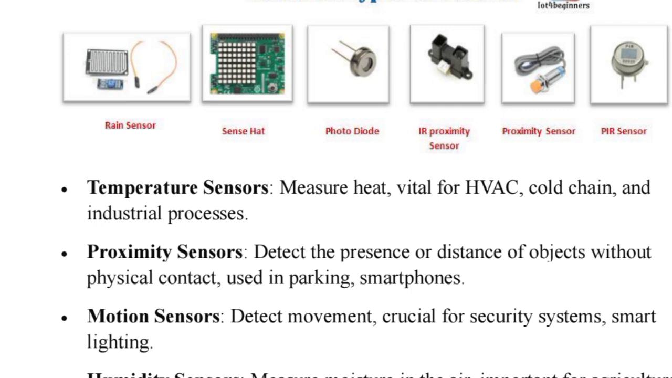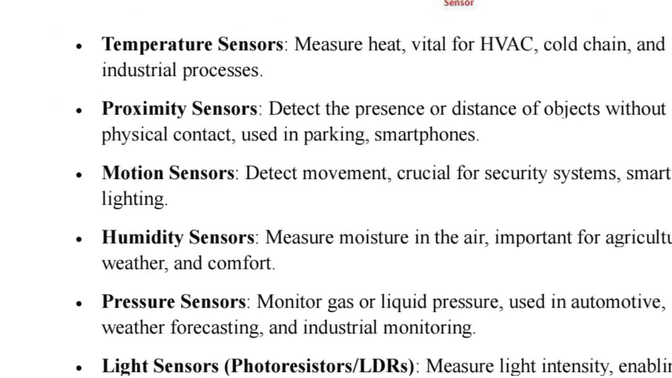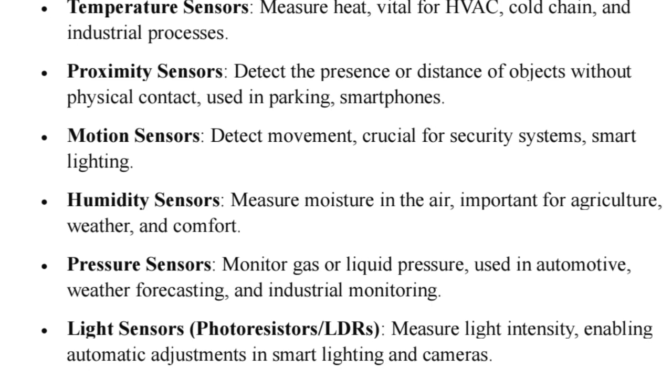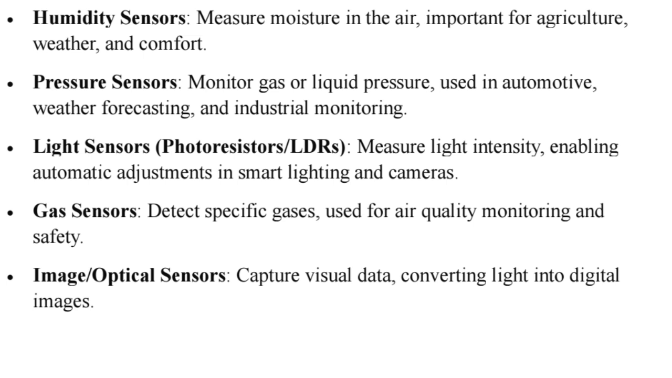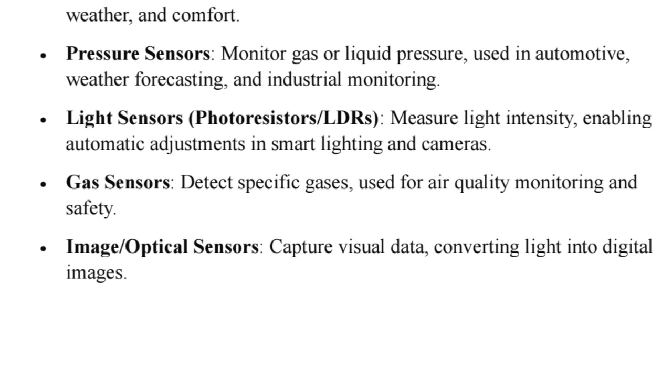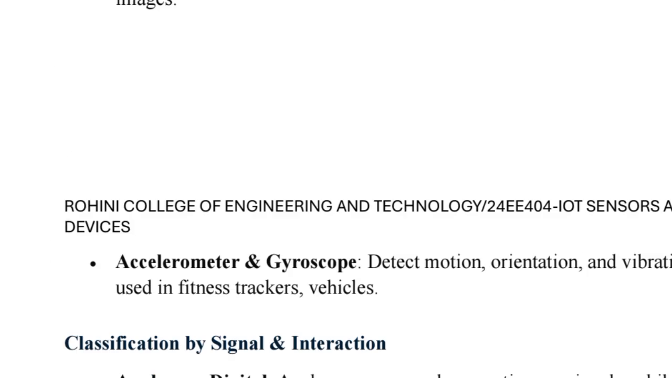The temperature sensor is used to measure heat and temperature from HVAC systems or any industrial process. Similarly, the proximity sensor is used to detect the distance of an object. The motion sensor is used to detect movement, and the humidity sensor is used to observe the moisture present in the air. The pressure sensor can measure any gas pressure or liquid pressure. The light sensor is used to measure light intensity. The gas sensor detects specific gases. The image sensor captures visual data, and this sensor is mainly present in the camera.